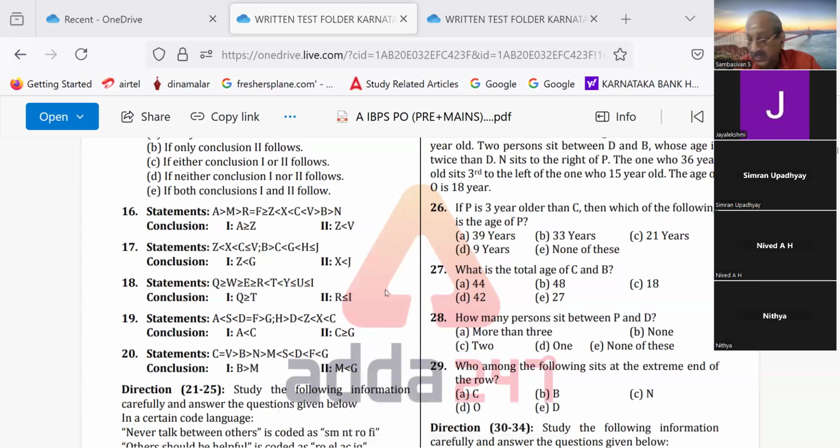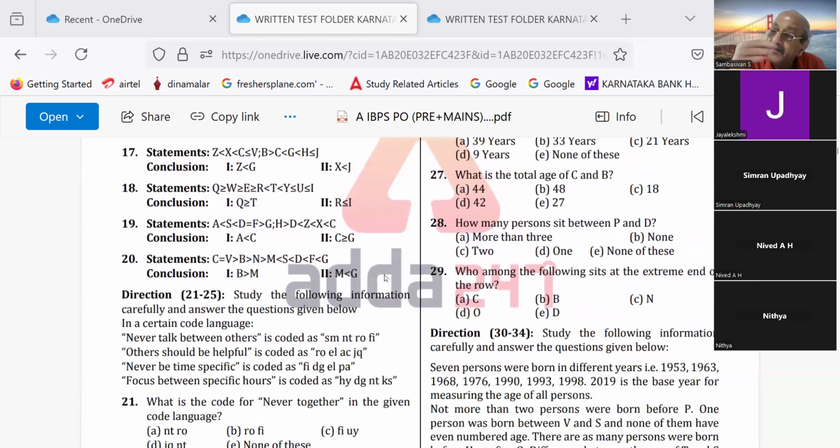Now, we will go to question number 20. What is the answer? Question number 20. C is equal to V is greater than B is greater than N, but that is greater than M. So conclusion 1 and 2 are both correct.